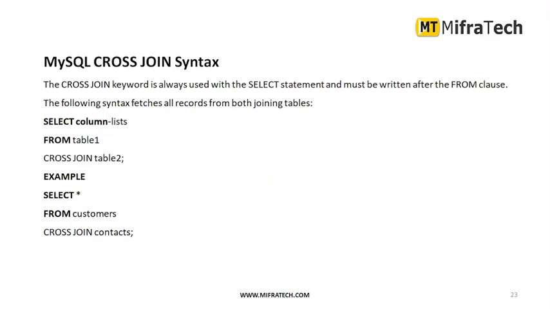And syntax: select column lists from table 1, cross join table 2. It will display in a similar way from the 1 condition to the 3 conditions, like a Cartesian product.